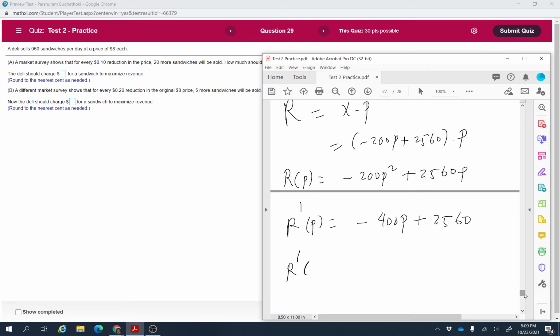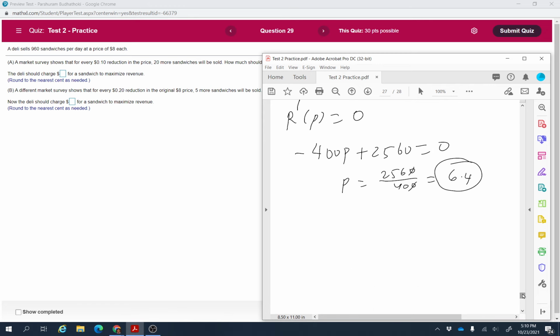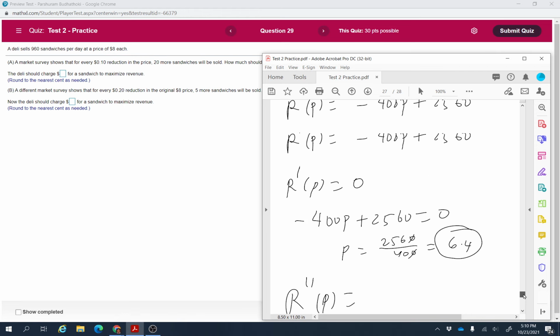To find out the maximum value of this revenue, now we can use that second derivative test. Find out the first derivative, which is negative 400p plus 2560. Find out the critical points by solving this equation. And if you try to solve this equation, the p is 2560 divided by 400, which is basically 256 divided by 40, that is 6.4. That's $6.40, your critical number, but you have to make sure that you find the second derivative to conclude your finding.